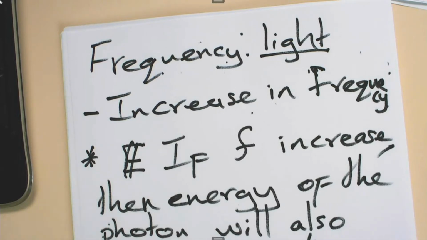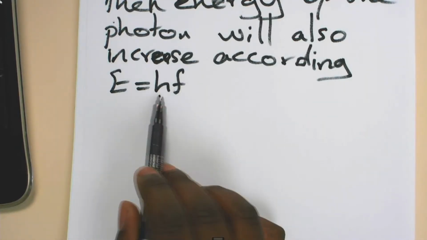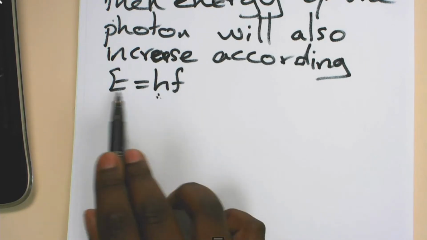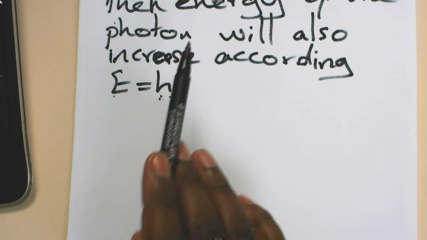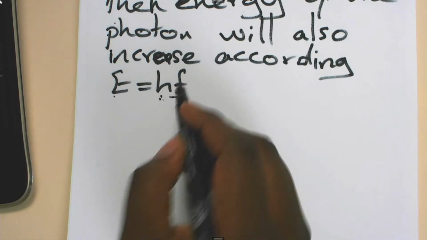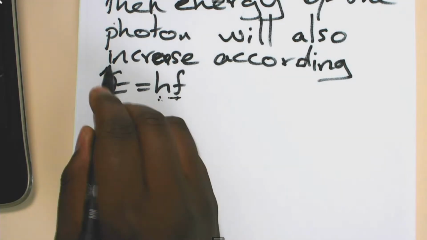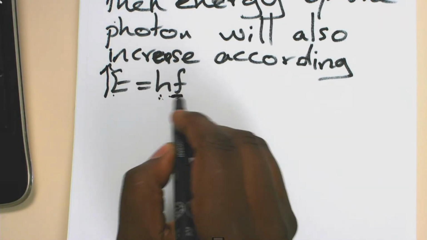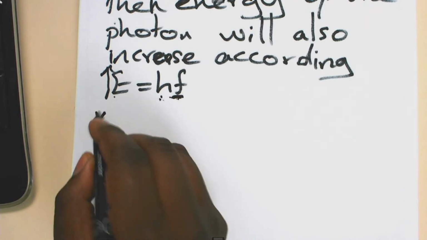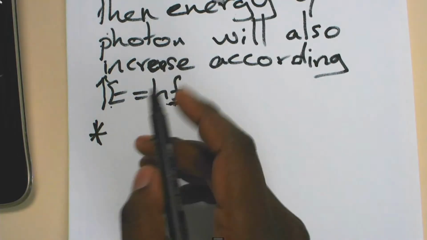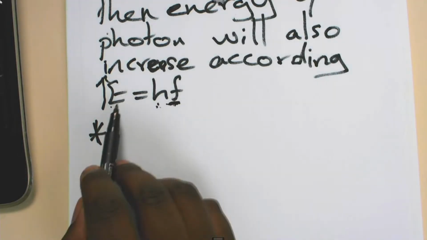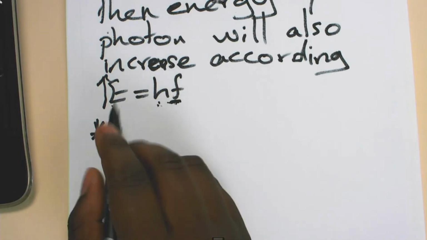Because Planck's constant is a constant, the energy of the photon will depend on the frequency. So if you are using light of a higher frequency, then the energy of the photon will increase. I've touched on this briefly earlier, but now we are going to get into more explanation. So the energy of the photon has increased. What are the implications of this?